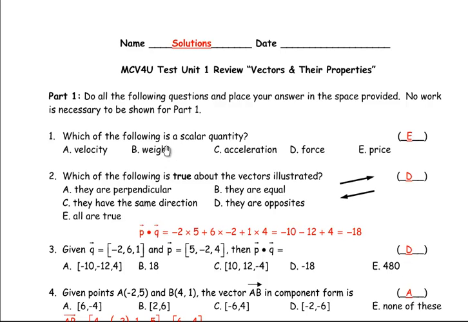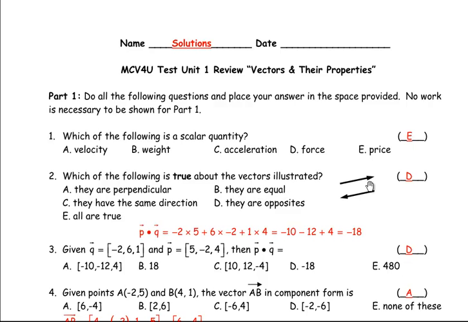Even weight, your weight is a force of attraction between you, or whatever the object is, and the heavenly body that you're standing on, whether it's the Earth or the Moon or Mars or wherever. And so it's a force just like D. So E, the price, is the only scalar quantity here.